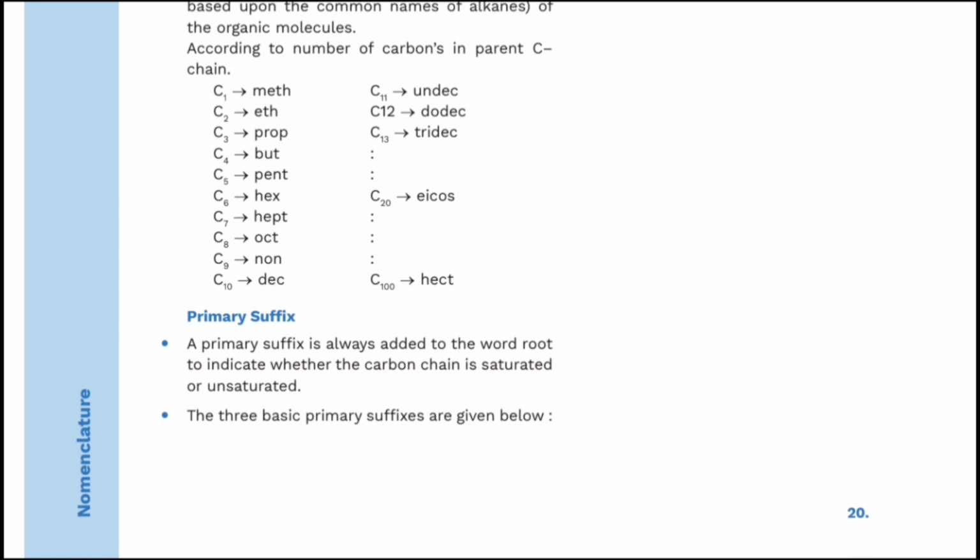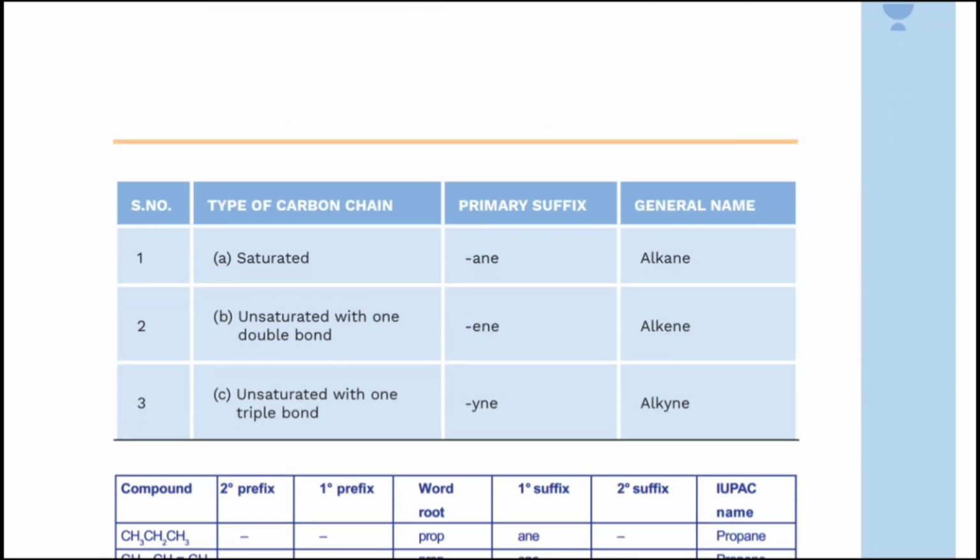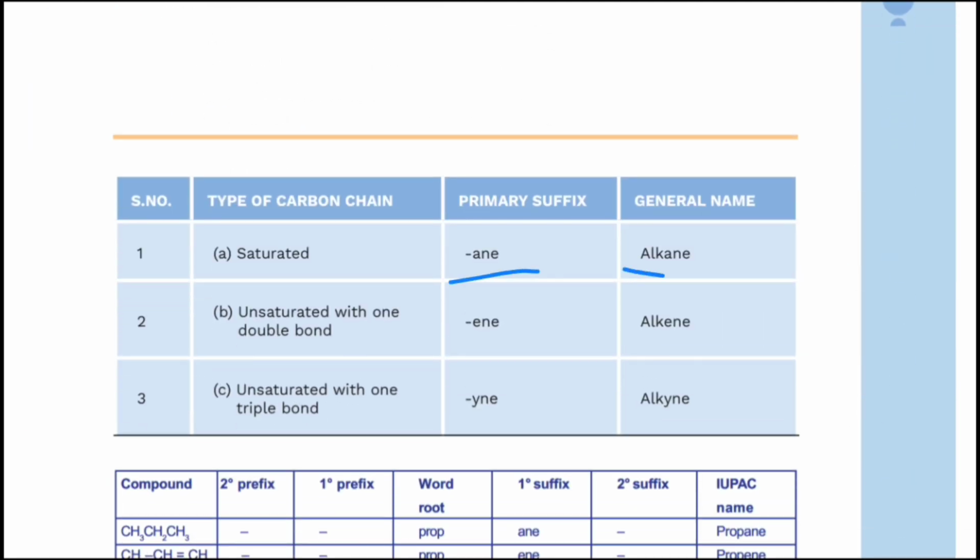The primary suffix is always added to the word root to indicate whether the carbon chain is saturated or unsaturated. Three basic primary suffixes are given below. You can see here: ane for saturated, alkane; ene for alkene; and yne for alkyne.